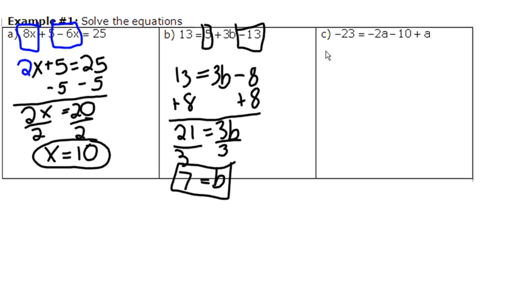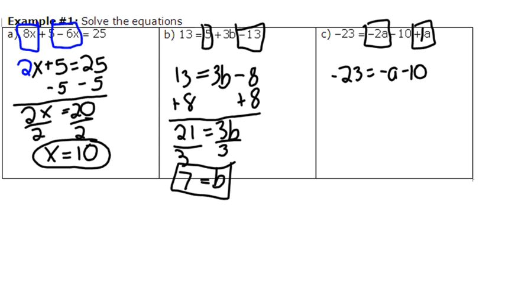So the last example, I have negative 23 equals negative 2a minus 10 plus a. So I have the negative 2a and the positive 1a that I can combine. So remember, even though you don't see a number in front of the a, that signifies that there's one of them. So I'm going to combine those first. So negative 2 plus 1 is negative 1. And I have minus 10.